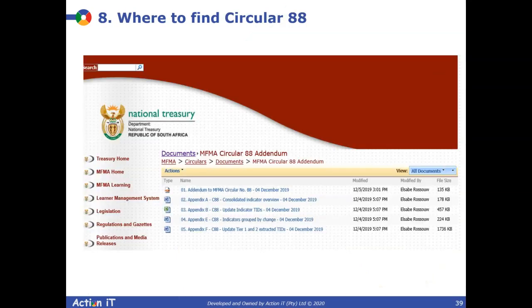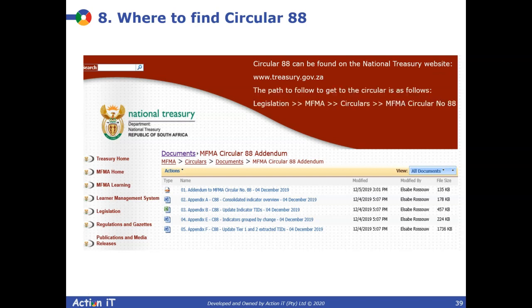Before we end the video, I would like to provide some guidance on where you can find Circular 88 on the National Treasury website. Go to the National Treasury website at www.treasury.gov.za. The path to follow to get the circular is as follows. On the menu bar, on the left, go to Legislation. Then click on MFMA, then click on Circulars. Then click on MFMA Circular number 88.